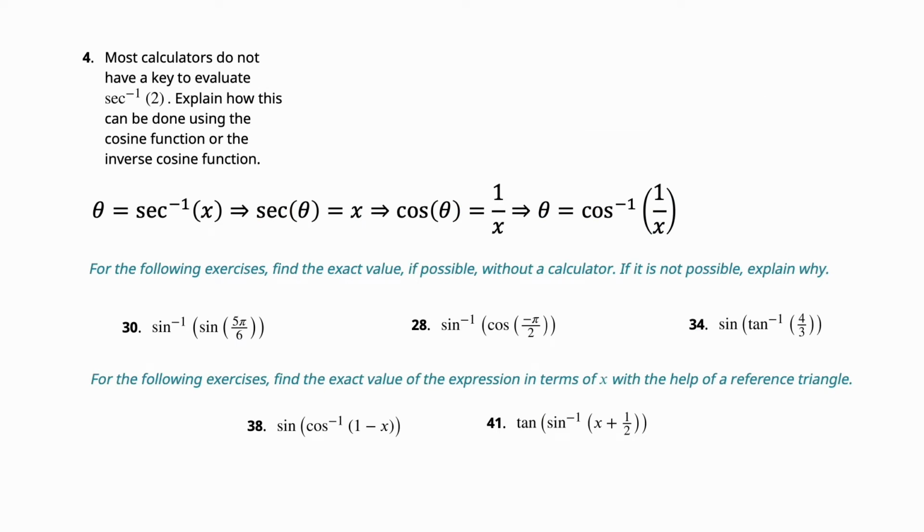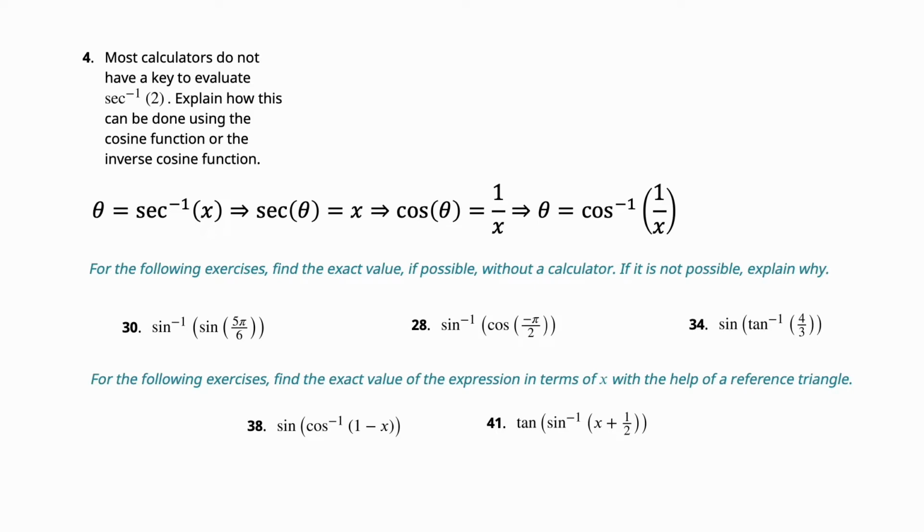Most calculators do not have a key to evaluate secant inverse of 2. Explain how this can be done using the cosine function or the inverse cosine function. Well, if we take theta equal to secant inverse of x, because all inverse functions are really angles, then that would mean that the secant of theta has to be equal to x.